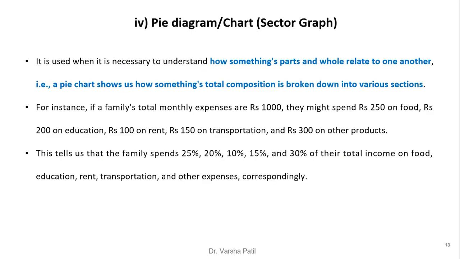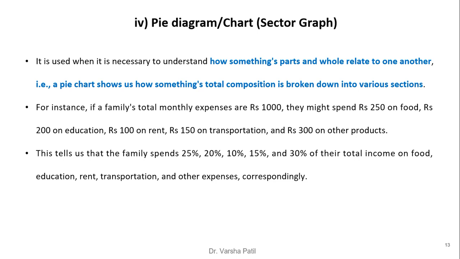Next is the pie diagram, chart or sector graph. It is used when it is necessary to understand how something's parts and whole relate to one another. That is, a pie chart shows us how something's total composition is broken down into various sections. For instance, if a family's total monthly expenses are 2000, they might spend 250 on food, 250 on education, 100 on rent, 150 on transportation and 300 on other products.